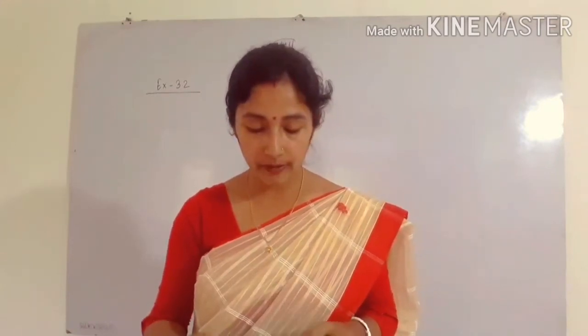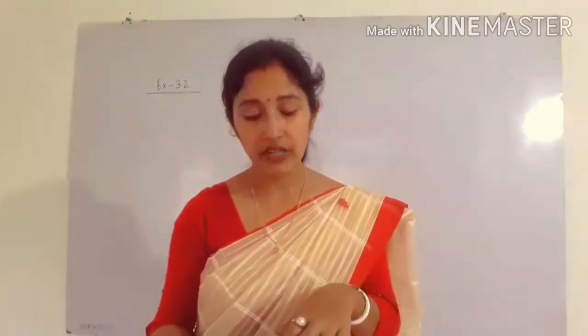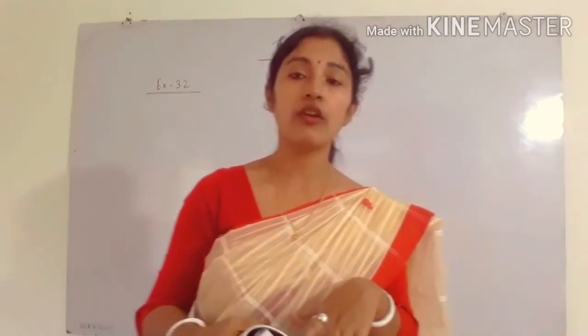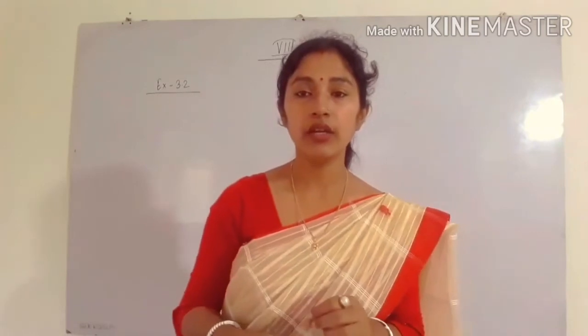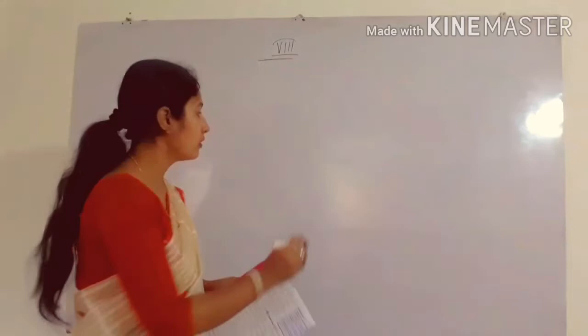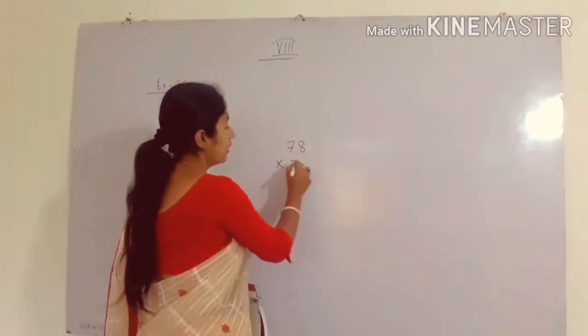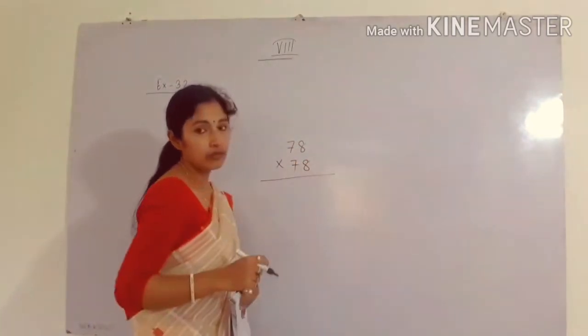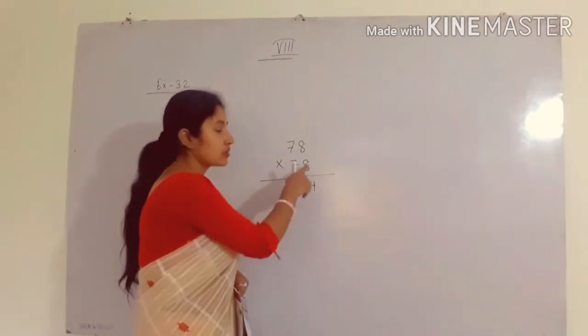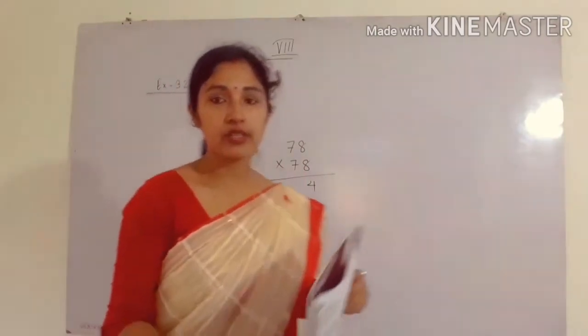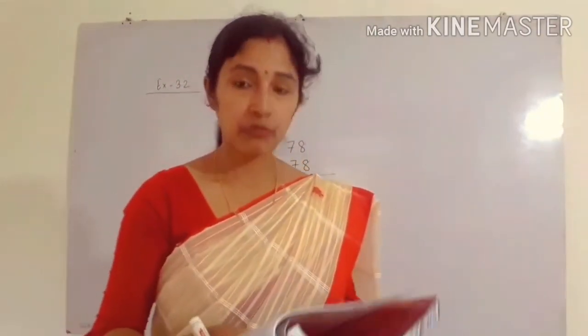So what is given here? What is given in the question? 78 square in the first number. So in the answer you have to write the unit place of 78 square. You can write like this: unit place of 78 square is equal to, which one is the unit place? See, 78 square means 78 into 78. So the unit place will be 4. Because when you multiply 8 with 8, we get 4 in the unit place, because 8 times 8 is 64. We have already discussed these things in the properties.